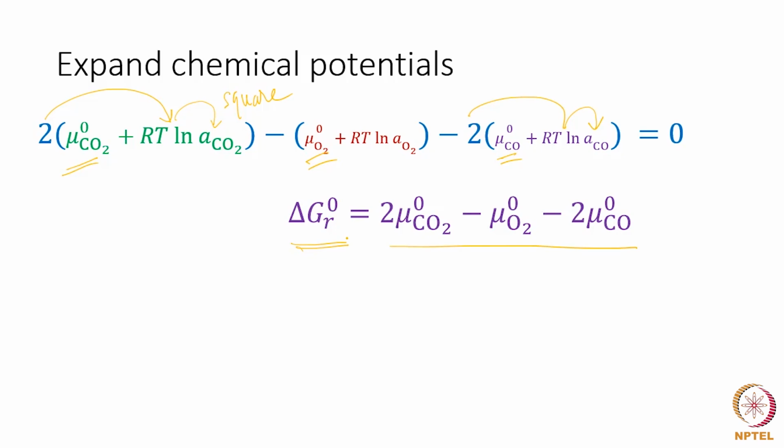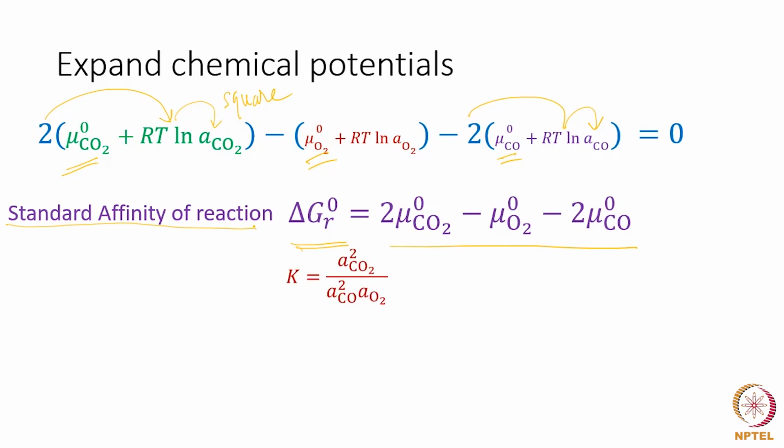Sometimes one is tempted to call this the standard Gibbs energy of the reaction. Normally we are supposed to use the word Gibbs energy for a phase, and this particular quantity delta G naught R is better referred to as the standard affinity of the reaction. It's a better terminology, as we also see in the book by Robert DeHoff. The remaining quantities are gathered together as a square CO2 by a square CO into a O2.